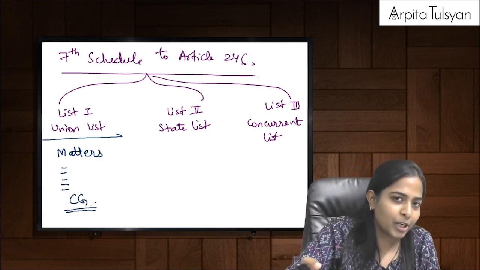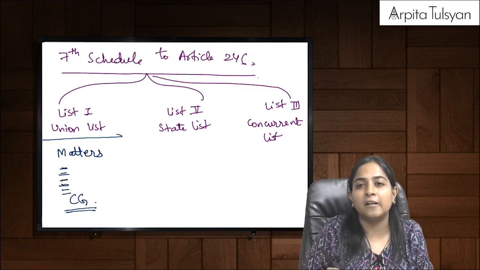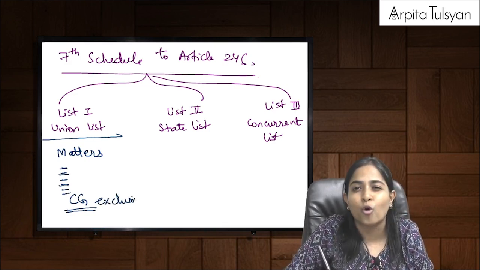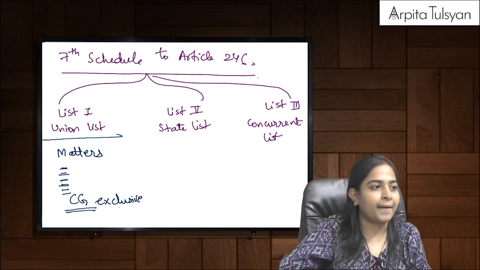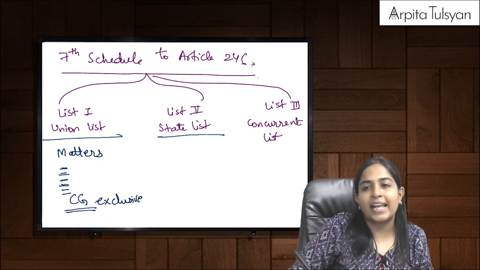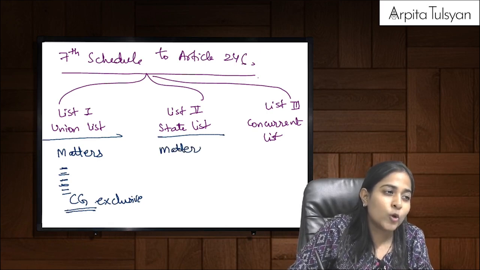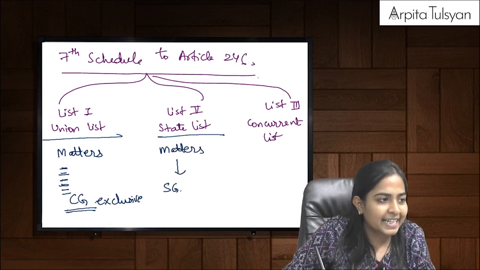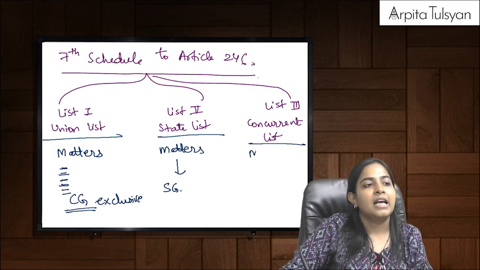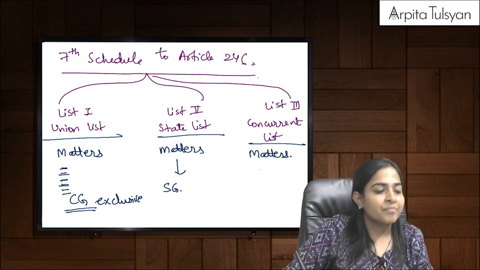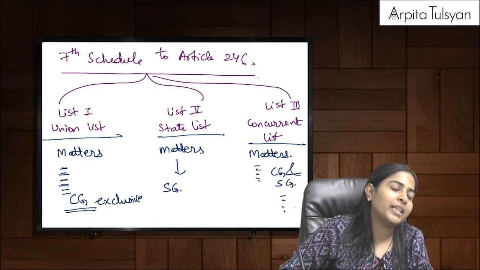Okay, I'll give you an example. Don't worry about that. The union list contains those matters on which the central government has exclusive, sole, monopoly rights to make the laws. Then the state list. Can you now frame the statement? State list will contain those matters on which the state government has rights to make the laws. And the concurrent list contains those matters in respect of which the central government and state government both have the right to make the laws.